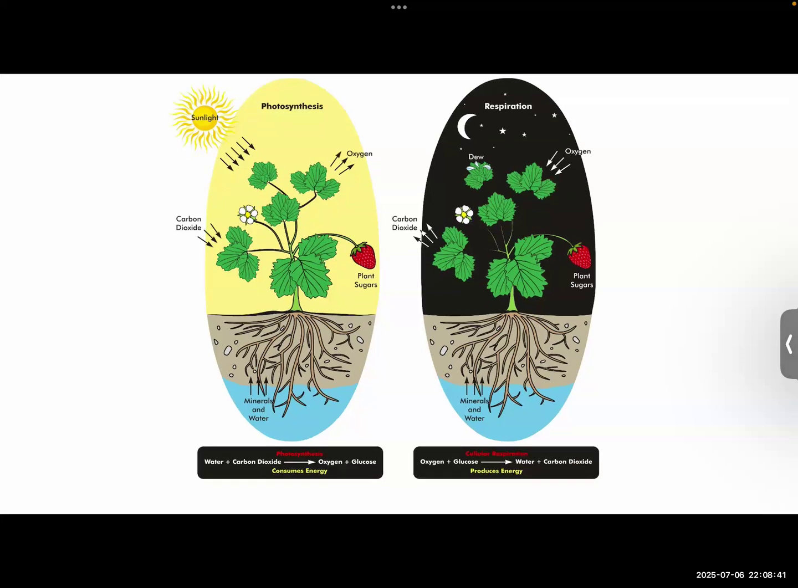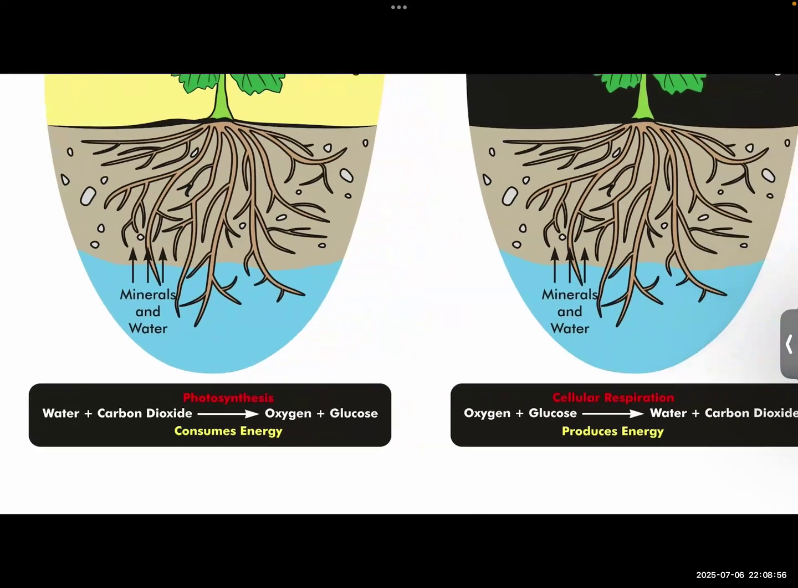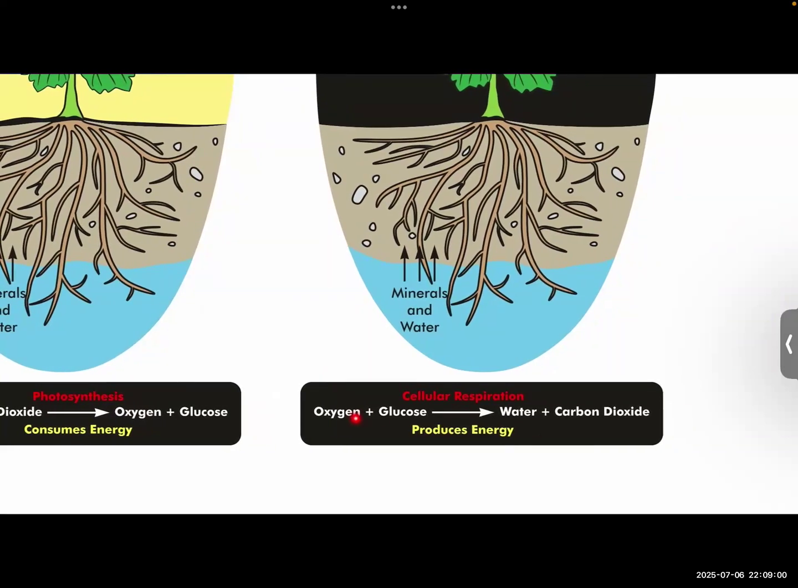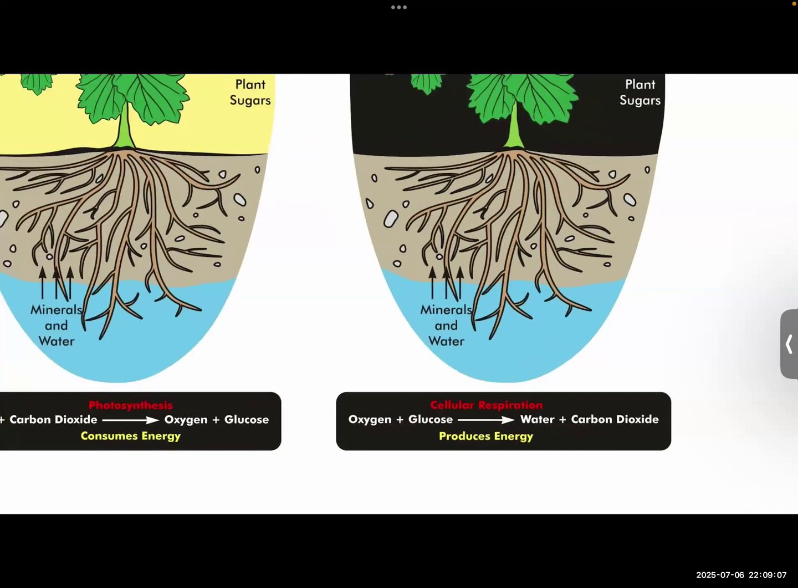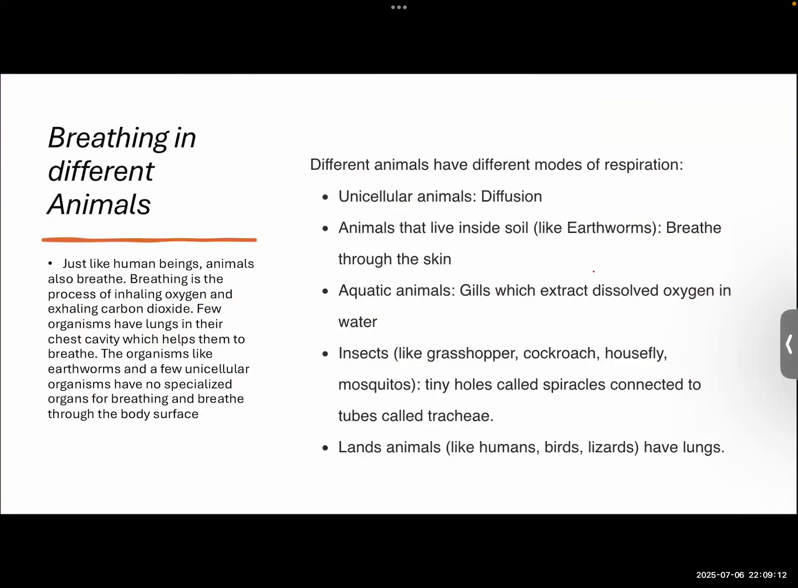And here you can just revise the word equation for photosynthesis. You must have learned previously that water and carbon dioxide are used to prepare glucose, and oxygen gas is released out. It happens inside the leaves. Where exactly in the leaves? In the chloroplast. And this is the cellular respiration in the plants. So glucose is broken down with the help of oxygen to give out carbon dioxide, water, and energy is also produced here. So that was about respiration in plants. Hope this thing is clear.